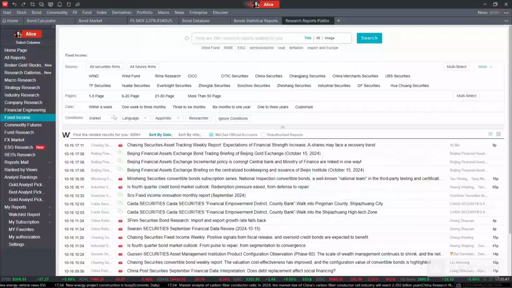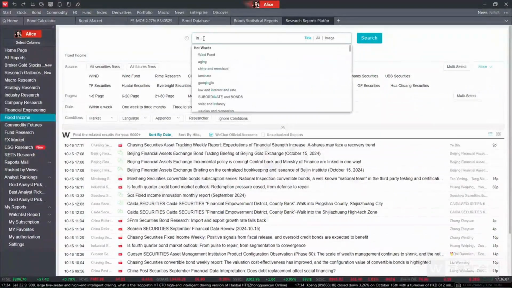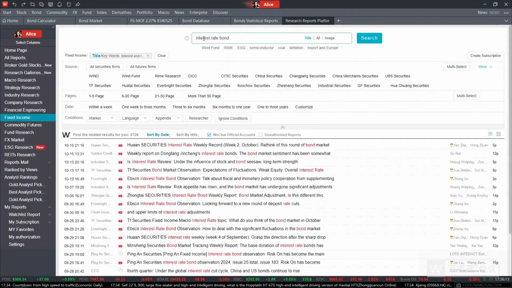At the top over here, we provide the source, the page, the date, or even other conditions. And the easiest way for you is just to search the keyword as you want. For example, I can search the interest rate bond. I can type it over here and enter. Then we can find all the research reports which are related to the interest rate bond.